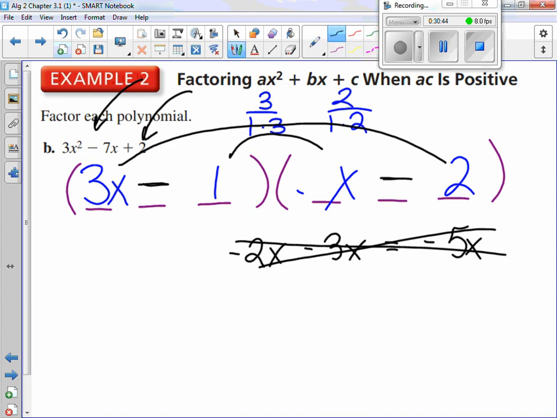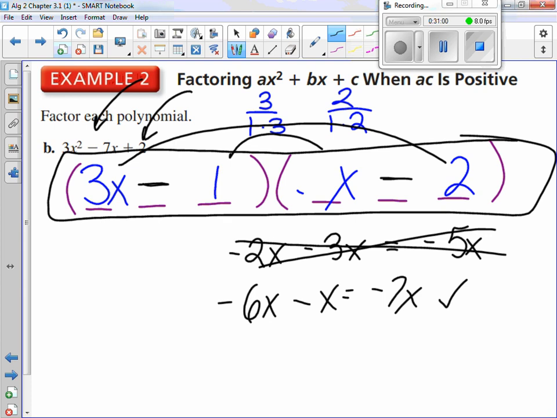Now 3x times negative 2 would be negative 6x. Negative 1 times x is negative x. Negative 7x. That's it. Questions on this here? Questions on anything we've done here? So a lot of this is what? Plug and check. Plug and check. As we get it set up, find the factors, then plug and check until we find the right one.